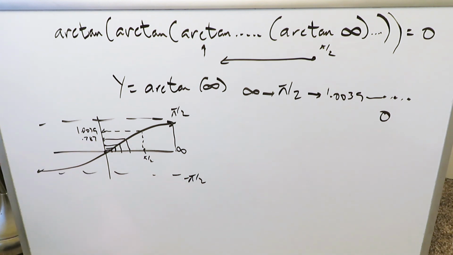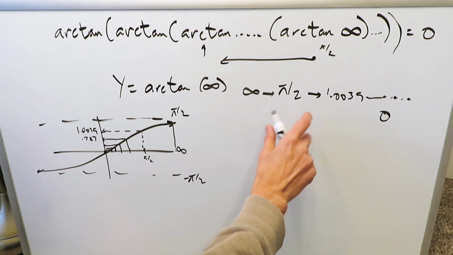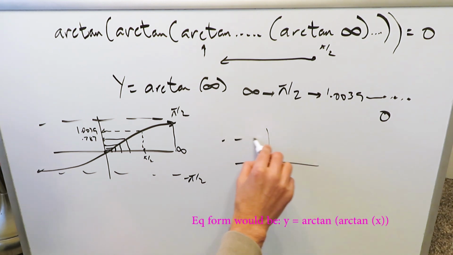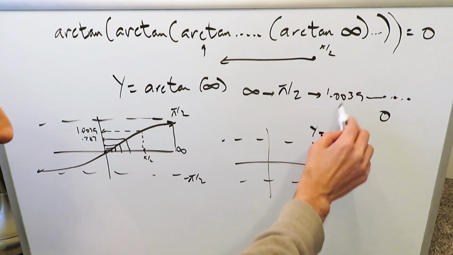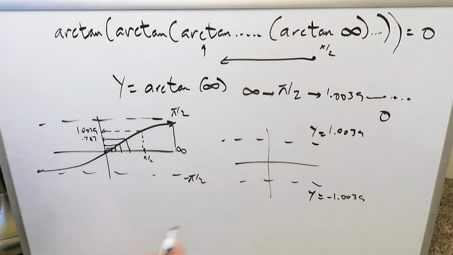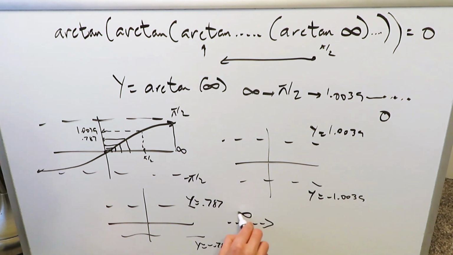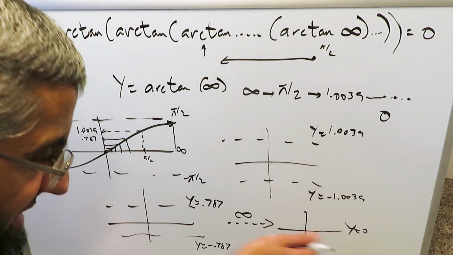And at each step, if you were to graph it, you'll notice your horizontal asymptotes are getting smaller. In the first instance, you were seeing horizontal asymptotes y equals plus and minus pi over 2. If you were to graph the next step, you'll notice that the horizontal asymptotes have moved down. Instead of y equals plus and minus pi over 2, there would be y is equal to 1.0039 and y is equal to minus 1.0039. Then in the next round, your new horizontal asymptotes would be y is equal to 0.787, then y is equal to minus 0.787. Essentially, after an infinite number of these iterative procedures, the horizontal asymptote will just be y equals 0 and your function is squeezed right there.